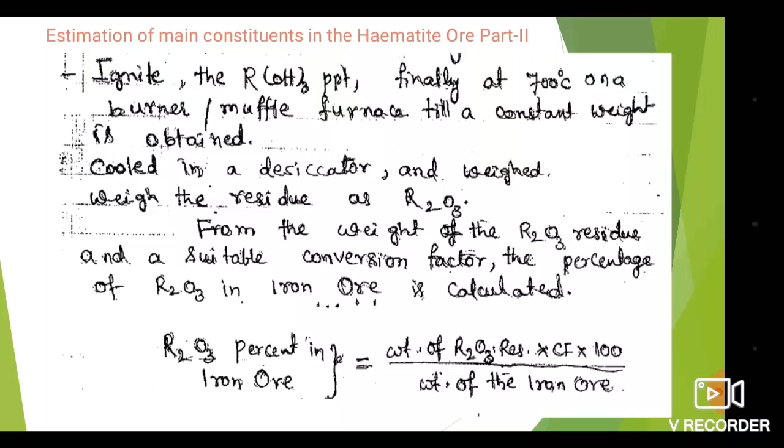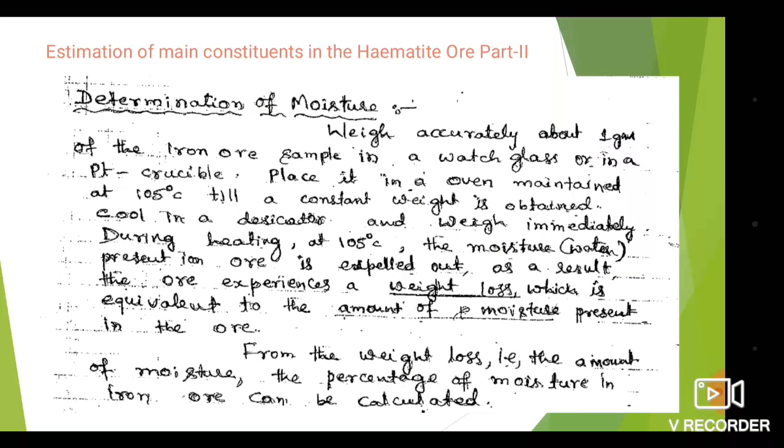Weigh the residue as R2O3, that is the combined oxide. From the weight of the R2O3 residue and a suitable conversion factor, the percentage of R2O3 in iron ore is calculated. So with the help of the formula, R2O3 percent in the iron ore is equal to weight of R2O3 residue into conversion factor multiplied by 100 divided by weight of iron ore. In this way we can determine the amount of iron, that is the Fe2O3, in the given ore.